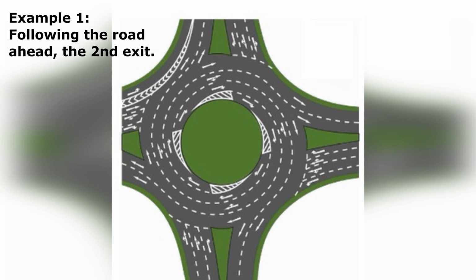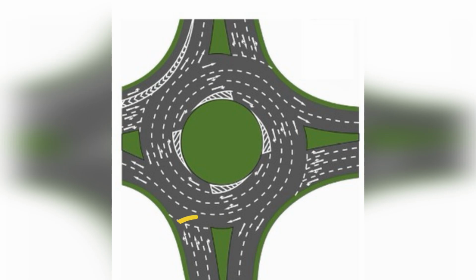Example 1. Following the road ahead, the second exit. On approach, there is a choice of 3 lanes. Let's call these lanes Lane 1, Lane 2 and Lane 3. Lane 1 and Lane 2 can be selected to go ahead. Let's imagine you are in Lane 1. Looking ahead, there are 3 lanes on the roundabout corresponding to the 3 approach lanes.